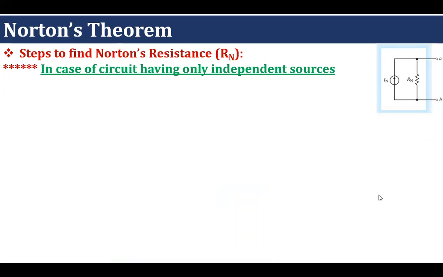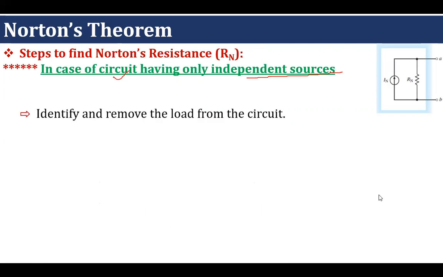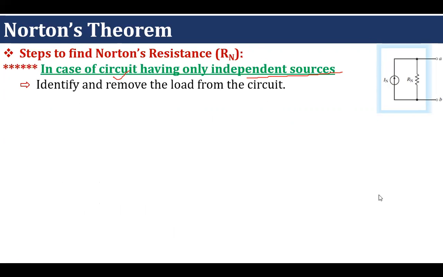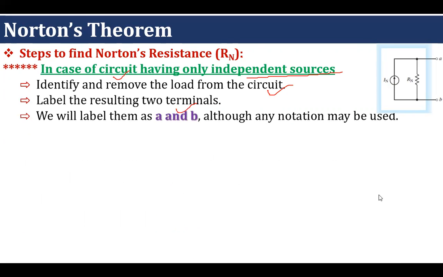Now, how can we find the Norton resistance? Whatever steps I'm going to tell are exactly the same as what we studied in Thevenin's theorem. But remember, these steps are applicable only for circuits having independent sources. If there is one or more dependent sources, we can't apply this rule. So in case of a circuit with independent sources, firstly identify and remove the load from the circuit, then label the resulting two terminals. We have already done it.